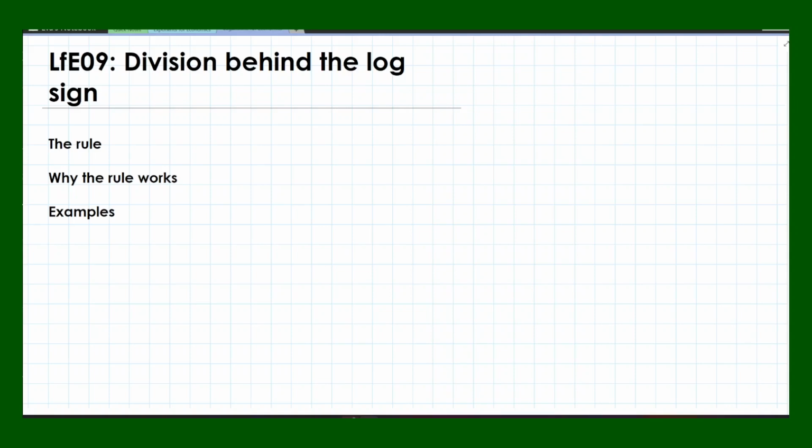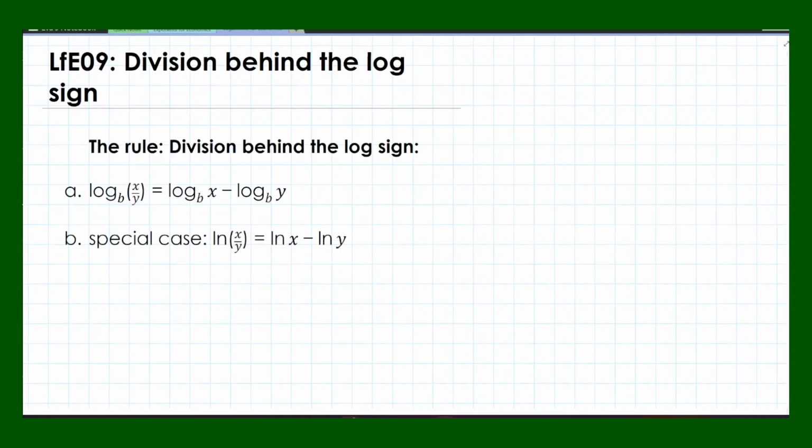This is video 9 in this series, and now we're going to talk about what happens when you have division behind the log signs. Again, we will present the rule that we introduced in video 7, but now I'm also going to go into more details why the rule works. I'm going to prove it to you, and as always, we're going to look at many examples.